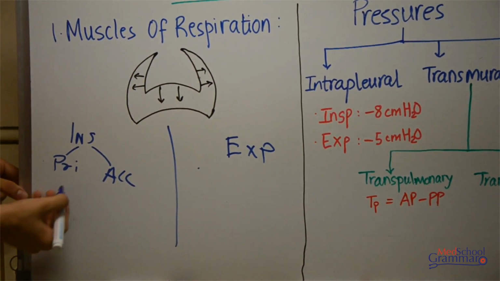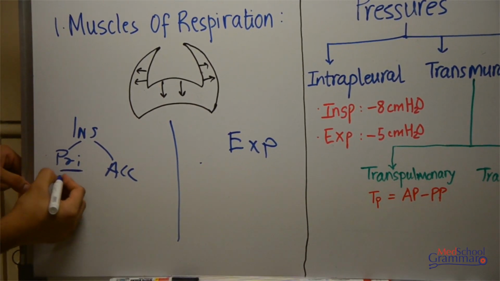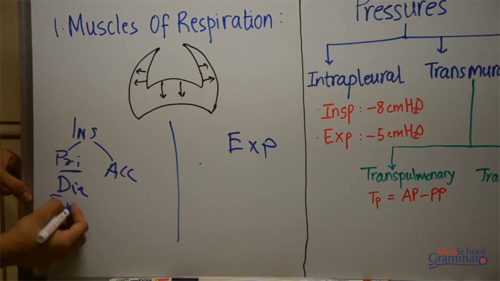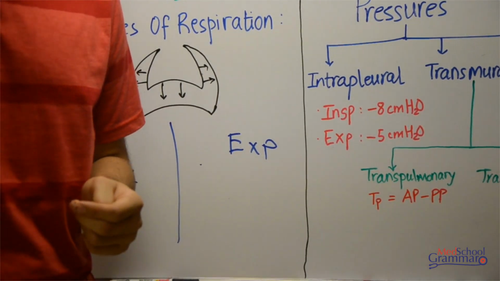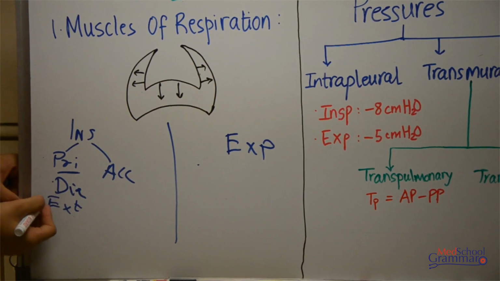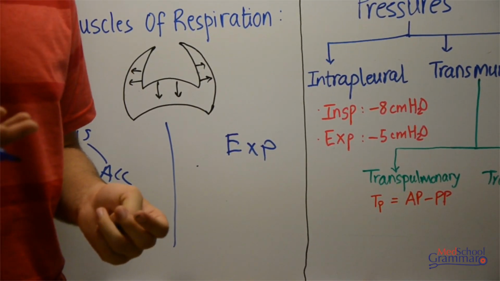The primary muscles are the diaphragm and the external intercostal muscles. The external intercostal muscles are placed between two ribs. You will study the location and everything in anatomy. So the diaphragm and external intercostal muscles are the two main muscles that help you to inspire.